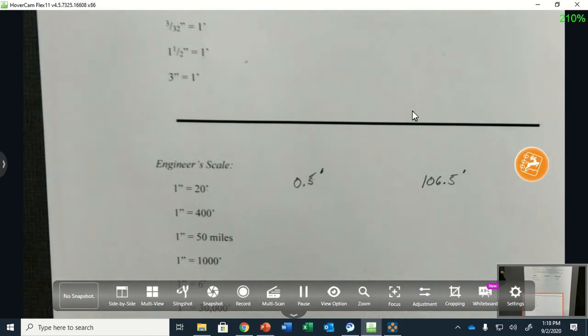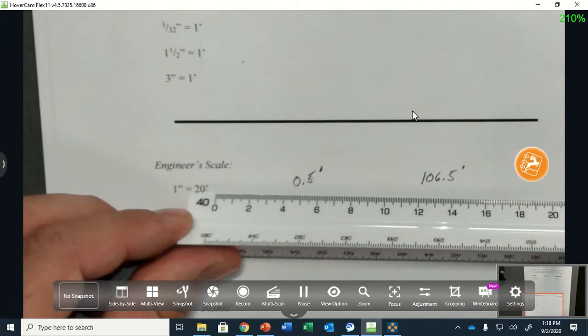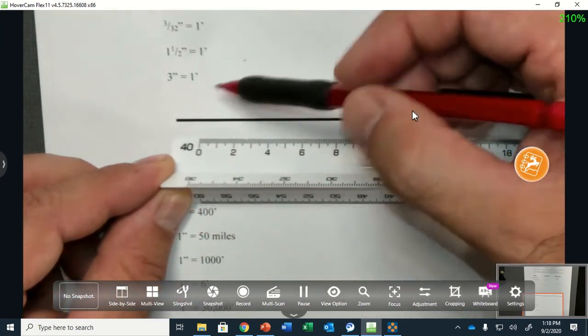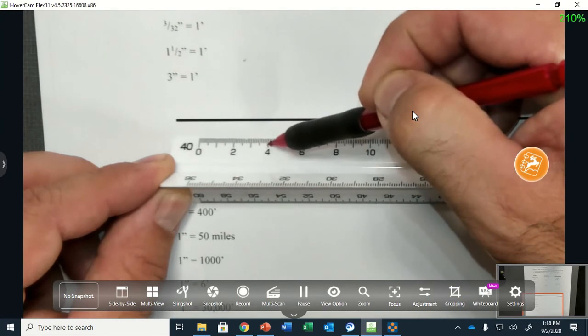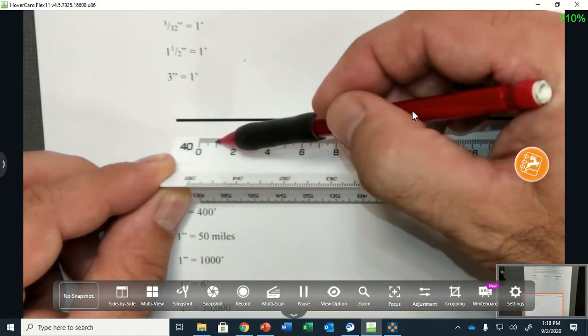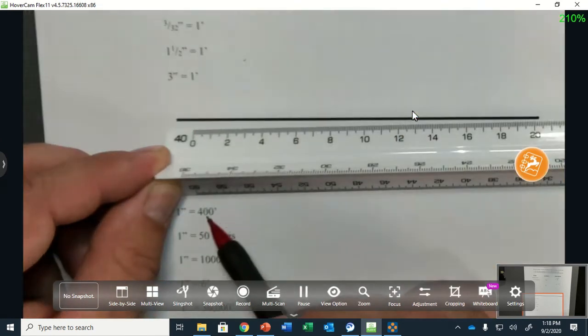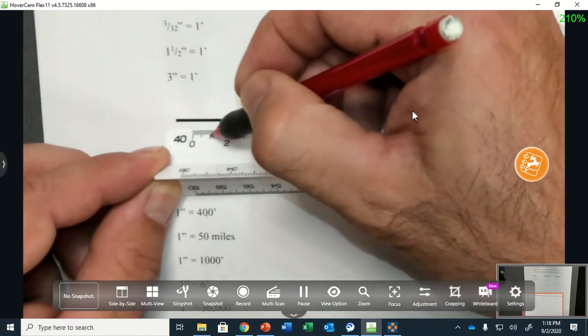Okay, 4. Where's my 4? There it is. Found it. All right, so here's 4. So I know this is 1 inch, so that's 40 feet. Here's 10 feet. Right? Or is that 100 feet? Because I have 2 zeros here, right? I have 2 zeros. So this is actually 100 feet.